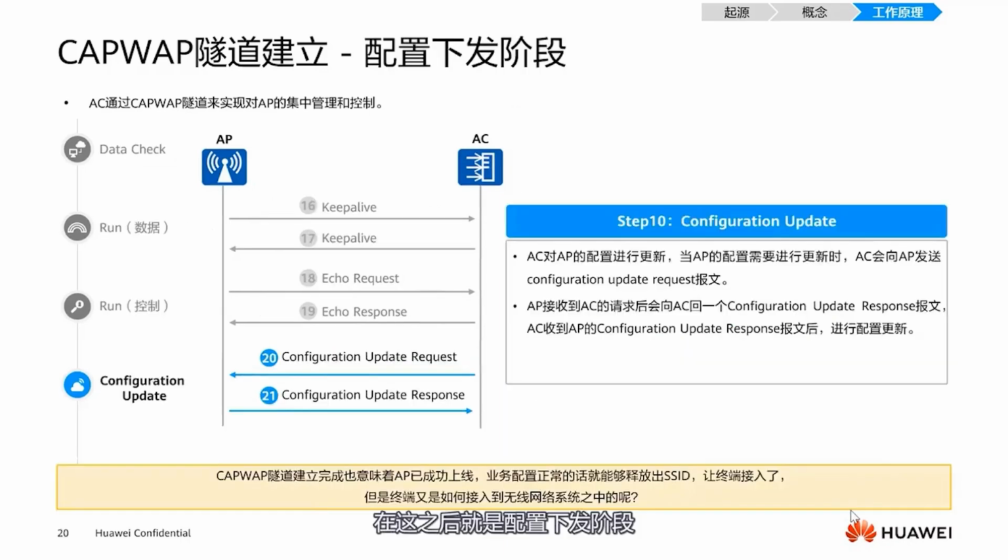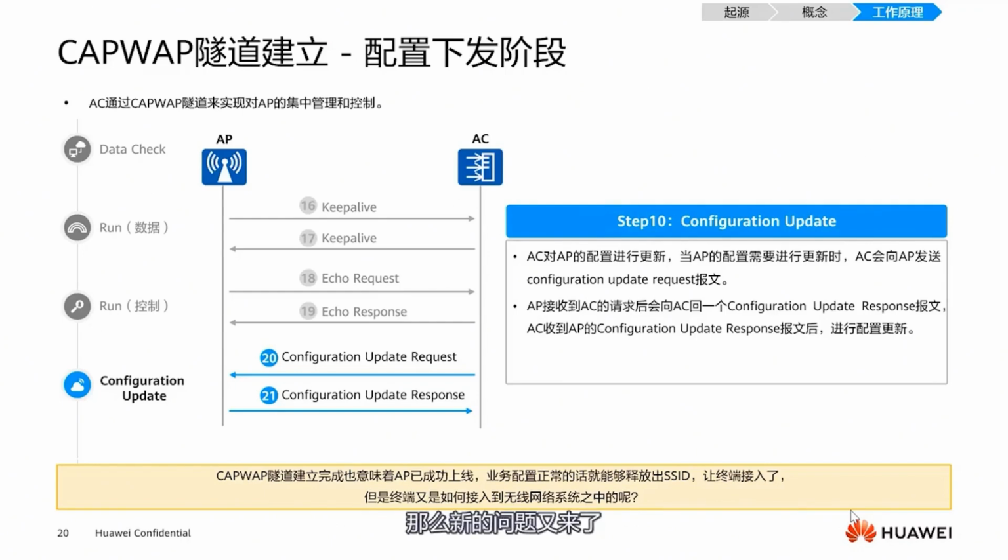This is the process of establishing the CAPWAP tunnel. Following that comes the configuration deployment phase. Here, the AC updates the configuration for the AP. Then, the AC sends an update request to the AP. Upon receiving it, the AP updates and responds with a response message. After this stage, the AP can start to emit signals, allowing wireless terminals to connect to the wireless network. This completes the process of establishing the CAPWAP tunnel.